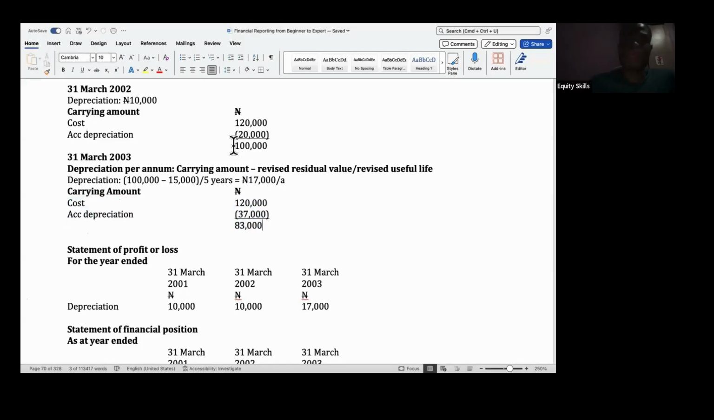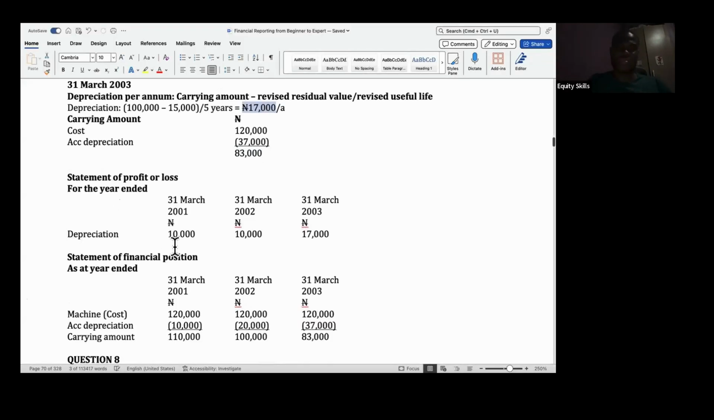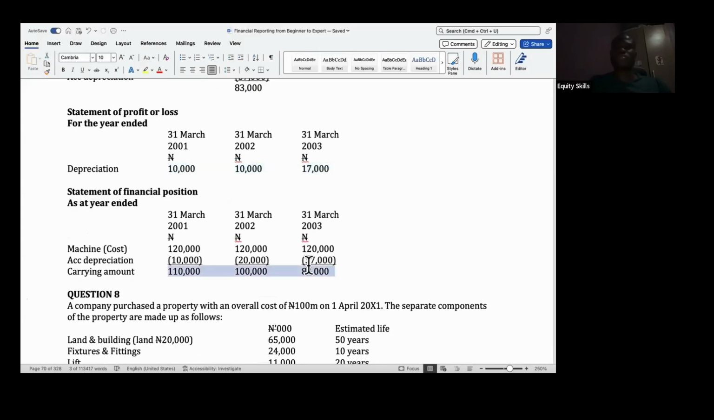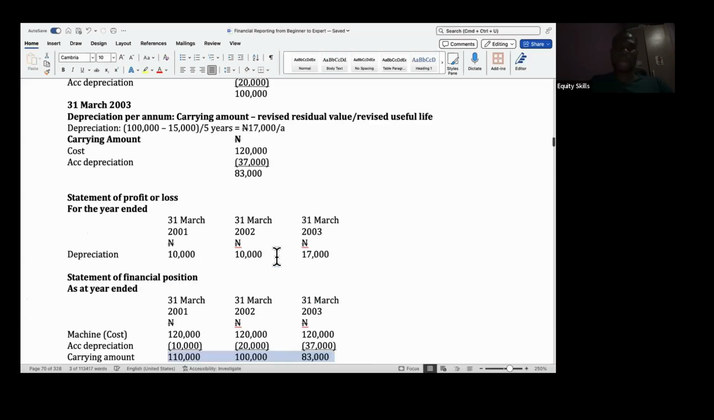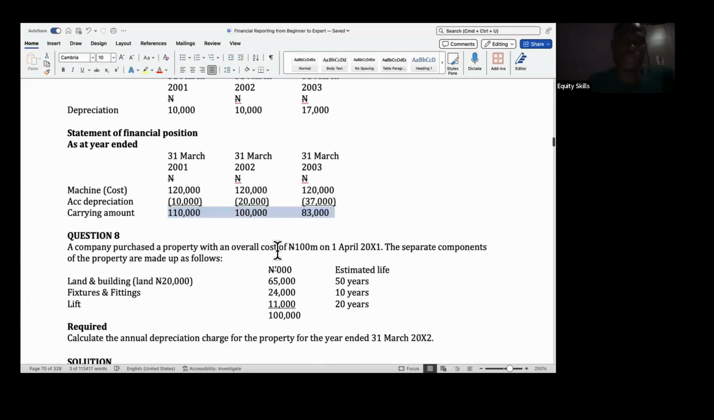But you can also do carrying amount at the beginning minus depreciation for the year. It will give you the same thing. And that's that. And they also prepare some statements here, the depreciation and the carrying amount. So these are very straightforward. Is that understood? Okay. Next question.